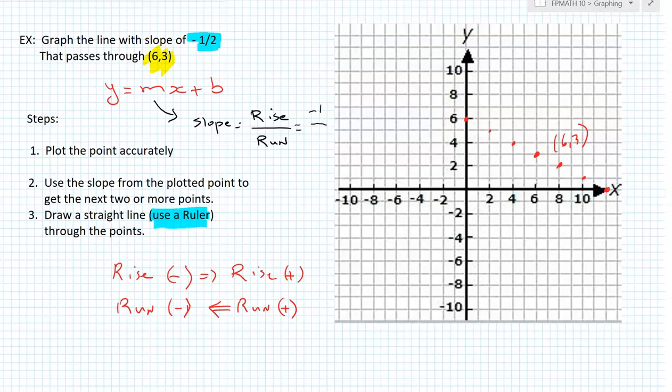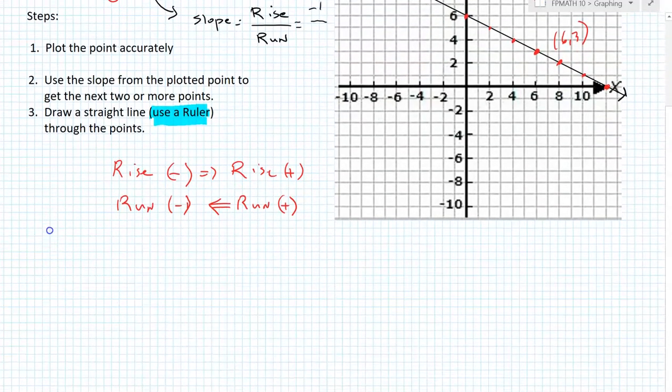Either you use the negative or the fall for the vertical, and that will give you -1/2, so -1 over 2, or you could have 1 over -2. Both of these are good. And then draw a straight line through all these points. Okay, that's the line I got. All right, so that's straight through.